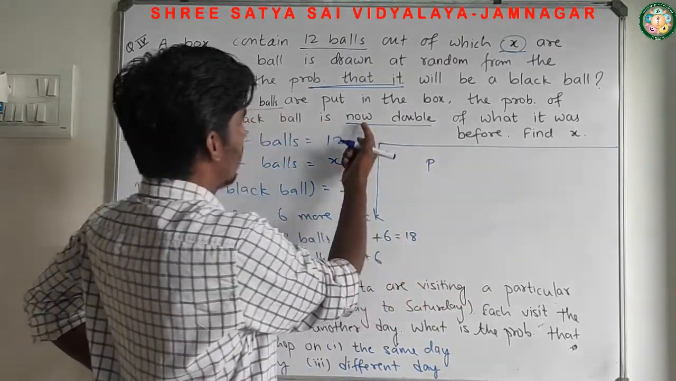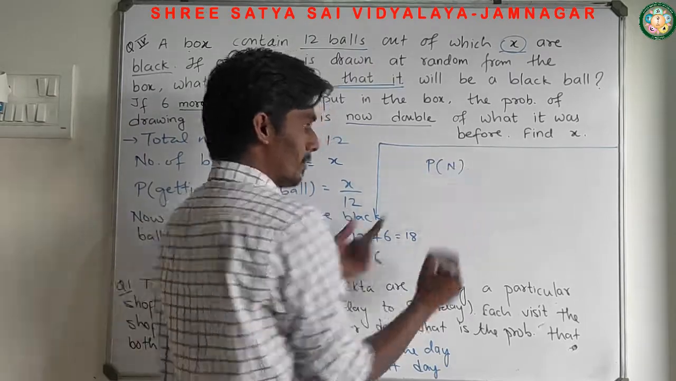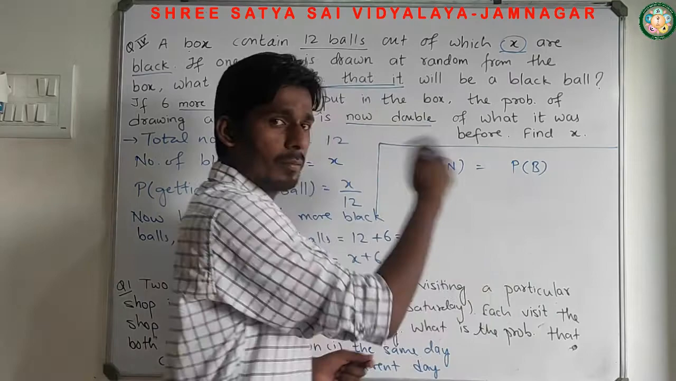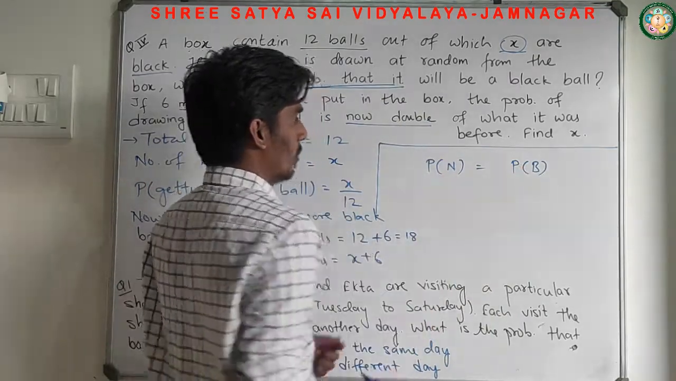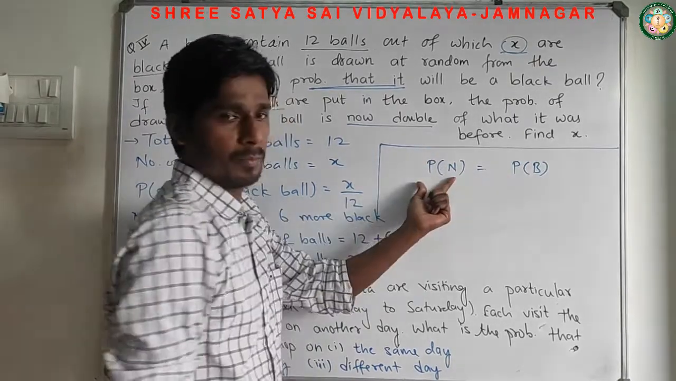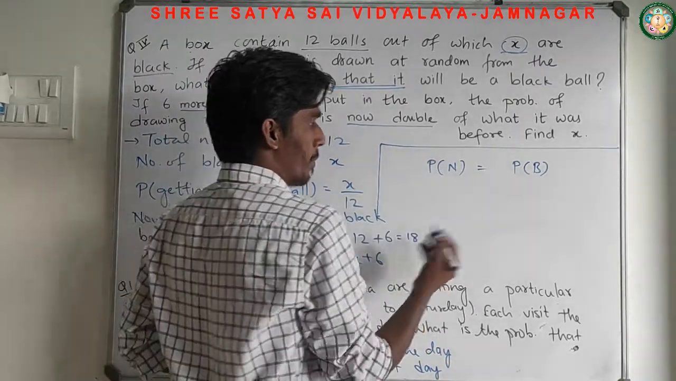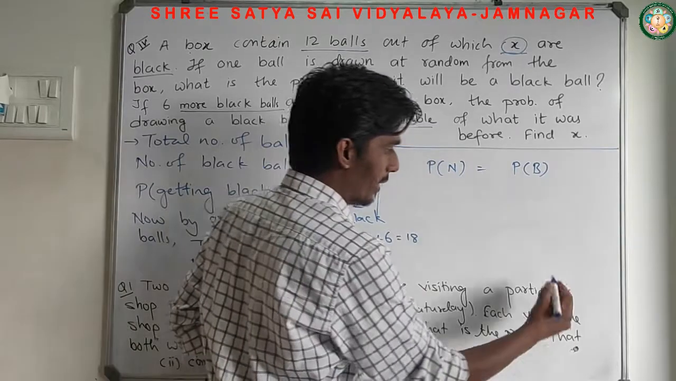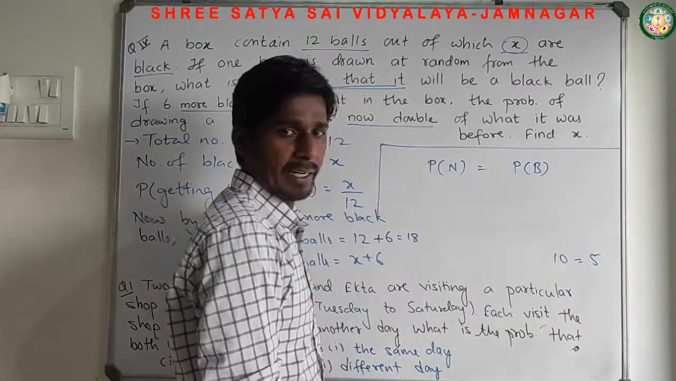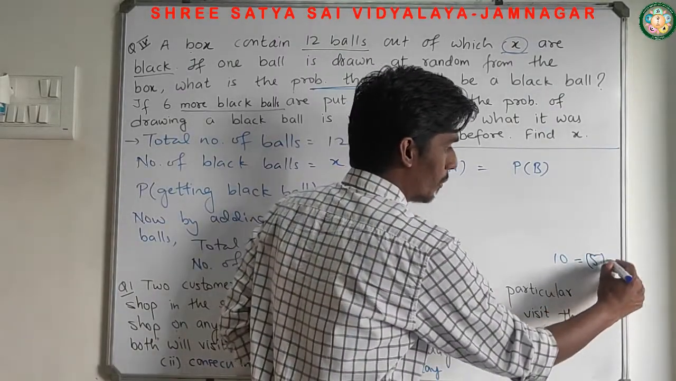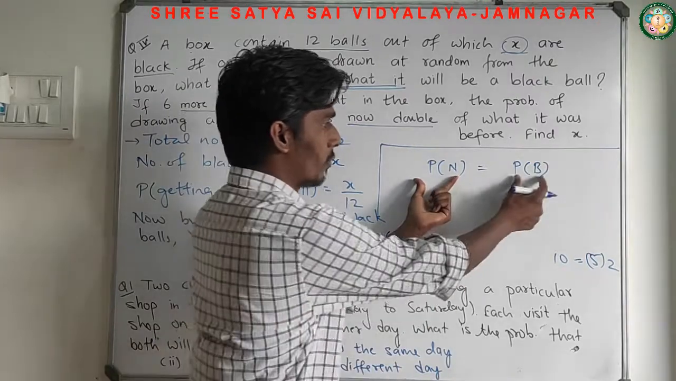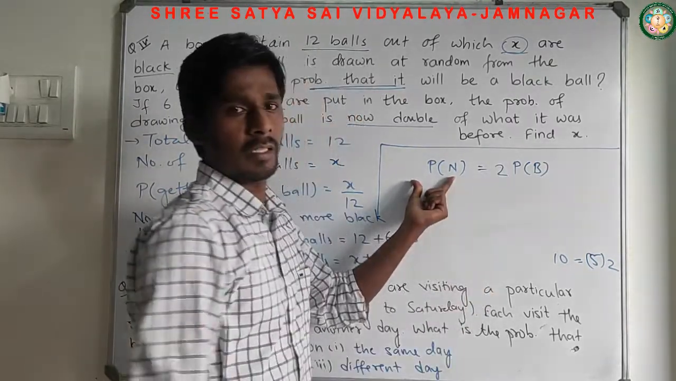Probability N, where N stands for now, and probability B, where B stands for before. It's now and before. Probability of getting a black ball now is double that of before. So this is double. Just for example again, if this is 10, this is what? 5. And why should I multiply by 2 to make them equal? I am going to multiply 2 to this one. Similarly, this is twice of this one, so I am going to multiply 2 here.